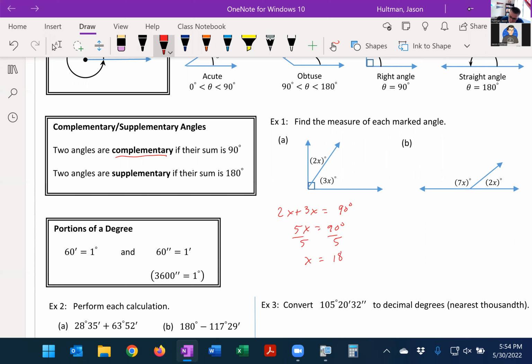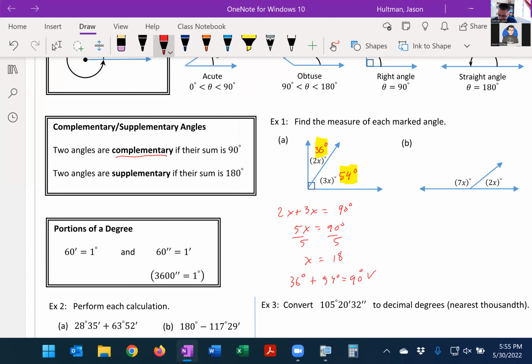So what's 2x? This x just represents the variable, but it's not really the angle measure. So what are the angle measures here? 2 times 18 is 36 degrees, and 3 times 18 is 54 degrees. Let's check that real quick: 36 degrees plus 54 degrees does equal 90 degrees, so that checks. The angle measures we're looking for are 36 degrees and 54 degrees.